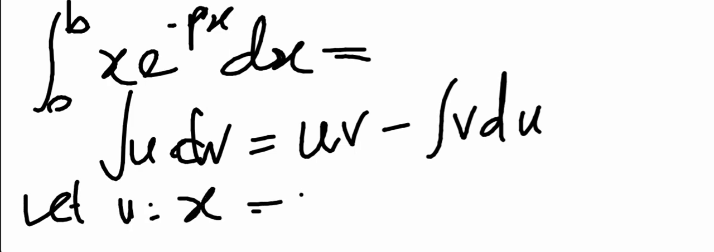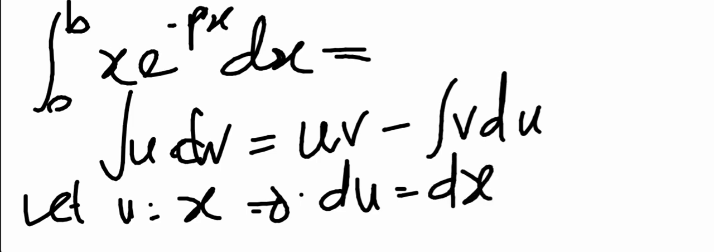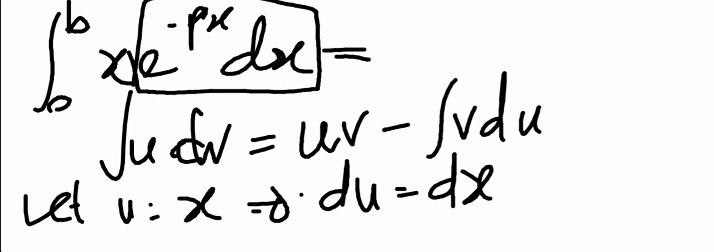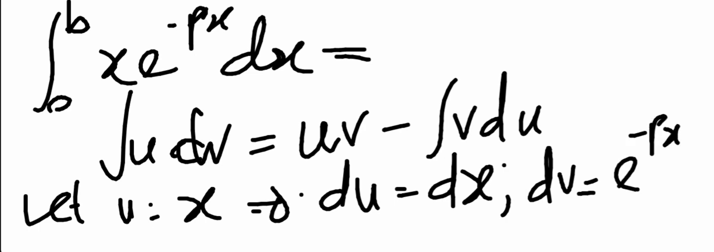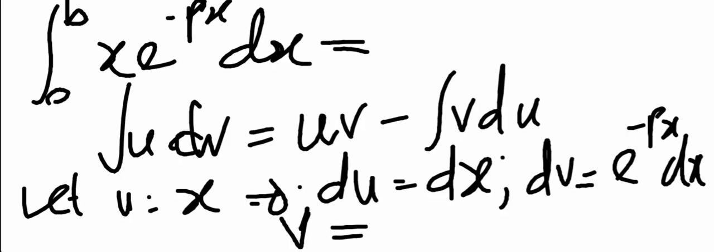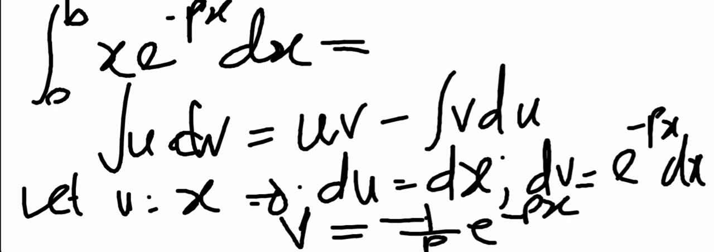What does this mean? It implies that if I differentiate with respect to x, I'll have du by dx is equal to 1. So that means du is equal to dx. Okay, now our choice of dv is whatever is left. So we have dv equals exponential minus px dx. So what we need to do here is integrate, so we can get our v. We've done that integral before and we got what? Minus 1 over p exponential minus px. So we are going to be putting this into here so we can evaluate that integral.